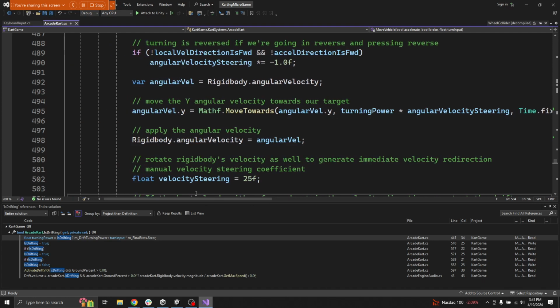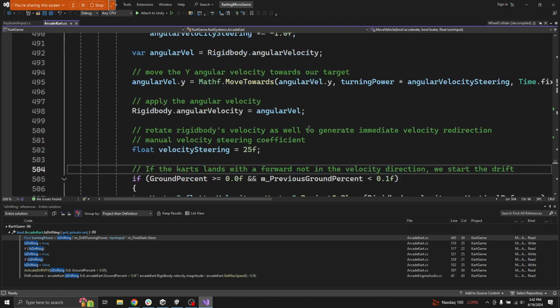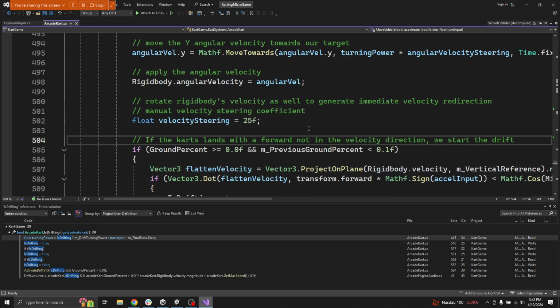But in either case, we set the y to that, and then we throw that into the angular velocity of our rigid body. And then rotate the rigid body velocity as well to generate immediate velocity redirection. Okay, velocity steering, manual velocity steering coefficient. If the cart lands with a forward not in a velocity direction, we start the drift.